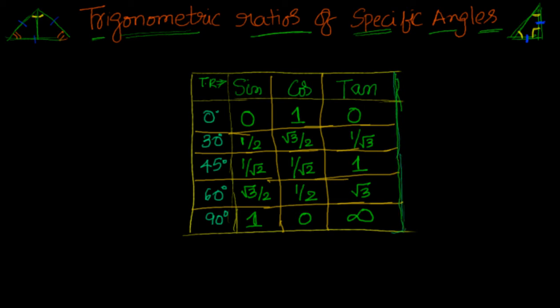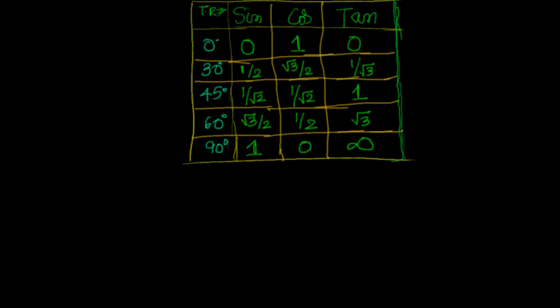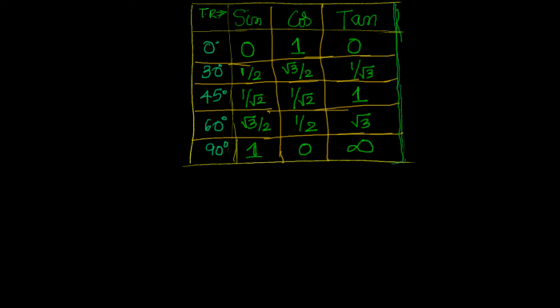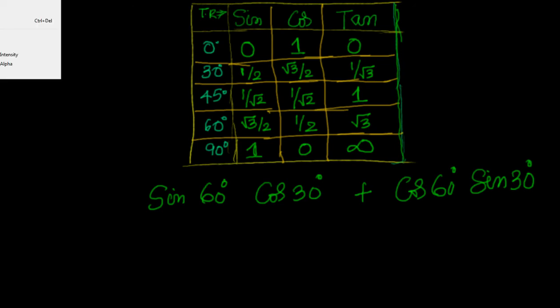Now the table is ready. Let us have some fun. We'll try to do some problems using this table. If you are with me, I am ready. So let us do this: sine of 60 degrees into cos of 30 degrees plus cos of 60 degrees into sine of 30 degrees. Find this out. Can you find it?